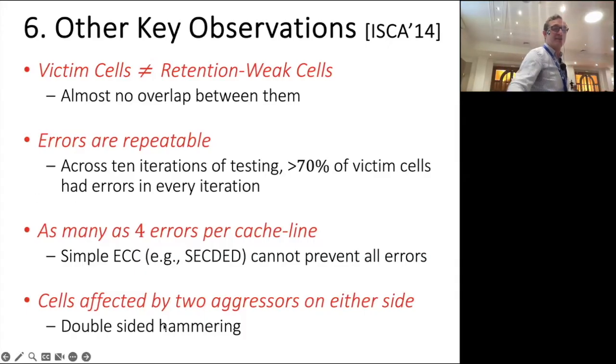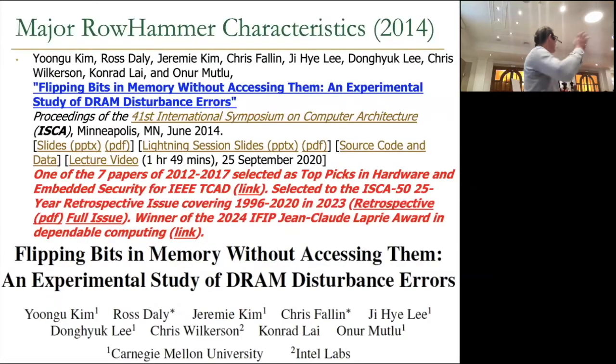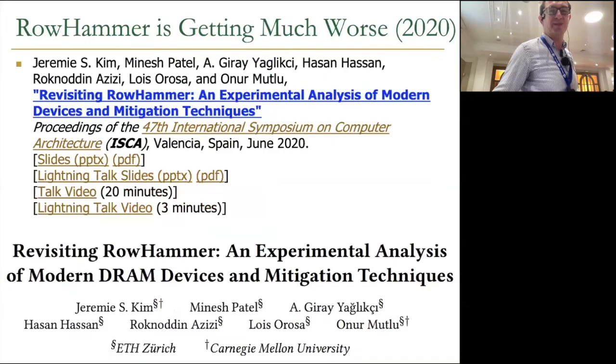Okay, I've already said double-sided hammering, though that was another result that was characterized. So if you're interested in the original paper, you can read the paper. There's a lot here, which is interesting. But that's not the end. So it's getting much worse. We're going to talk about some of these works a little bit later.